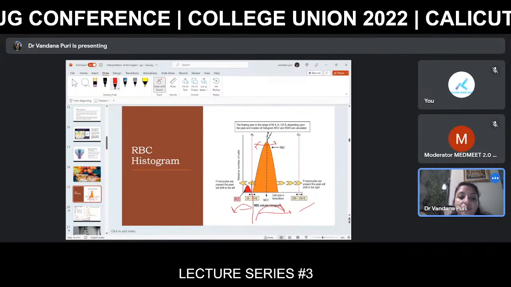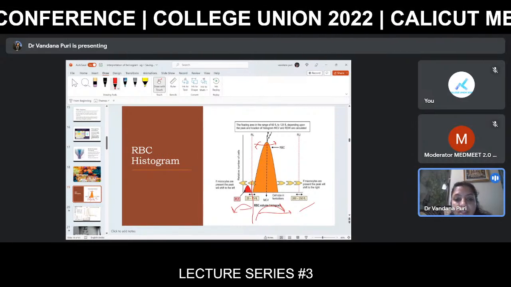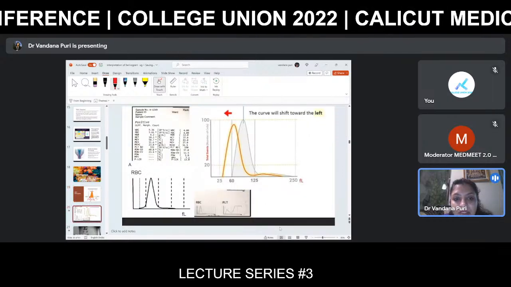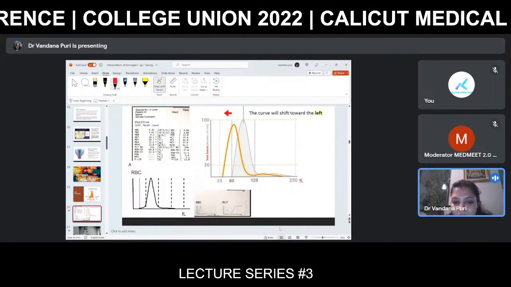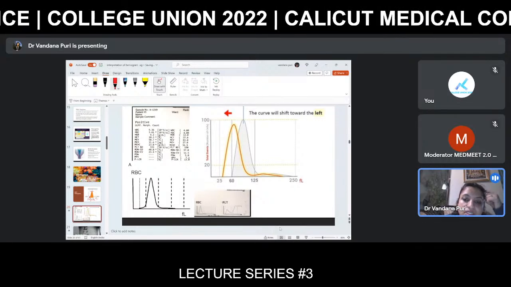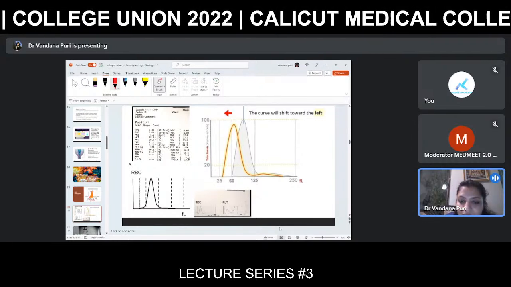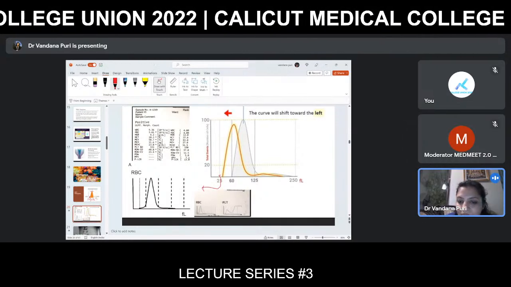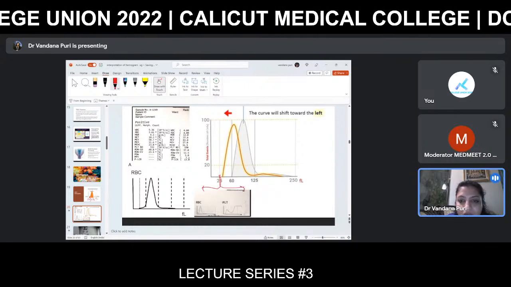Red cell distribution width. Okay. So if you look at this, let's go by examples, so that will be very clear for you to understand. Suppose this is the RBC histogram. Anything less than 20 is basically your platelet. Anything more than 20 is going to be RBC.